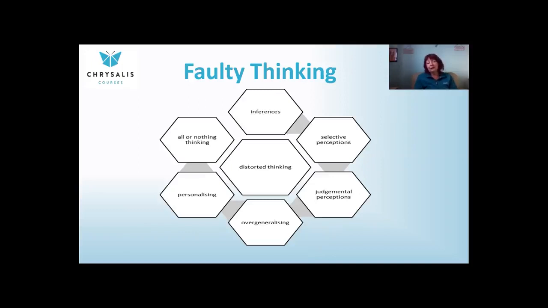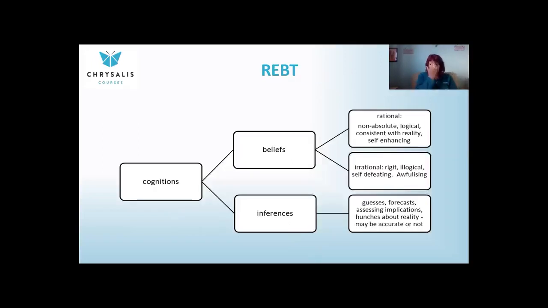So let's now look at REBT and the similarities and the differences with that. So REBT discusses two types of cognition. One is inferences, which I've already said about. It's guesses, forecasts, hunches, and they can be accurate or not accurate. And then beliefs, and beliefs are evaluations about the personal significance of events.